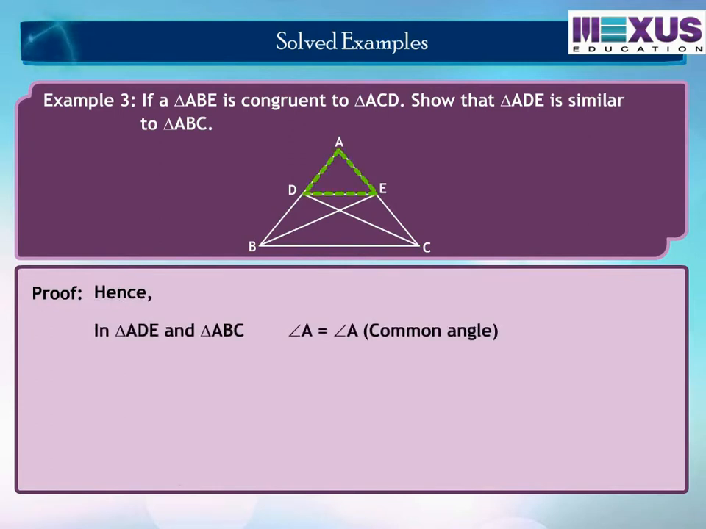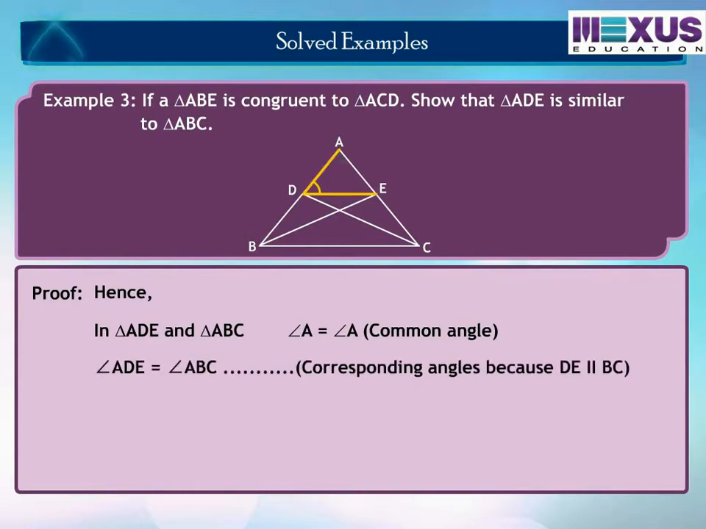In triangle ADE and triangle ABC, angle A is equal to angle A, common angle. Angle ADE is equal to angle ABC, corresponding angles because DE is parallel to BC. Therefore, by AA similarity criterion, triangle ADE is similar to triangle ABC.